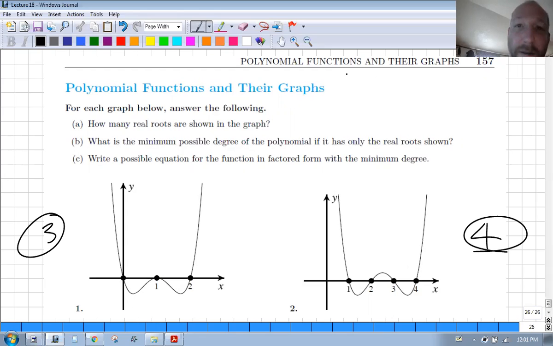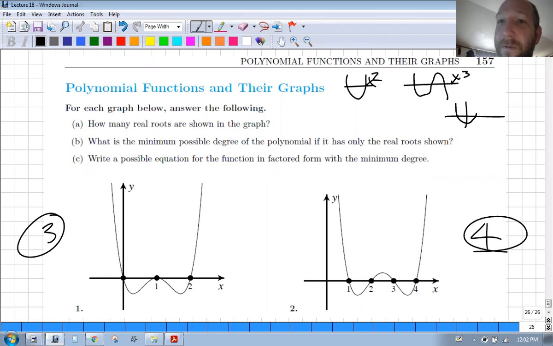So like this would have 2 roots and have an x squared in it. This one would be an x cubed, right? This one would be an x to the 4th. And so that's what they're talking about. The degree is your highest power of x.